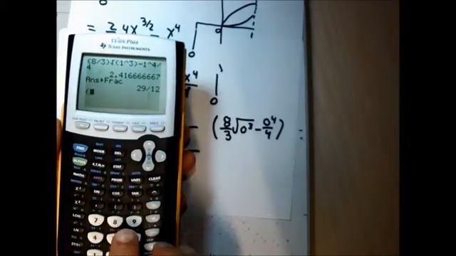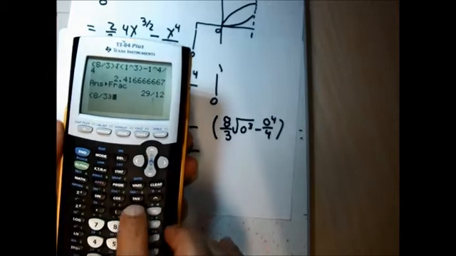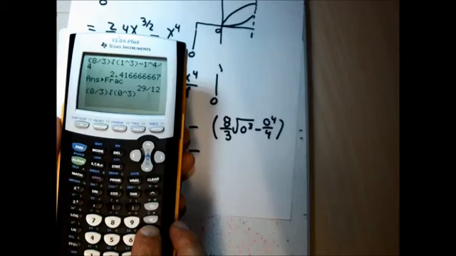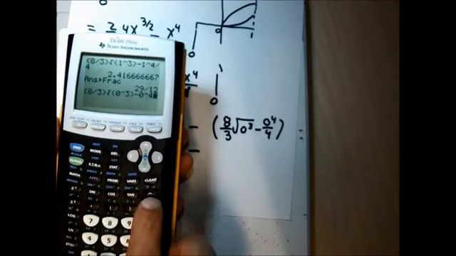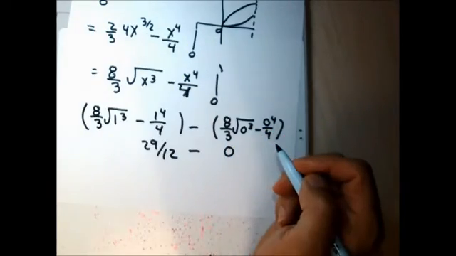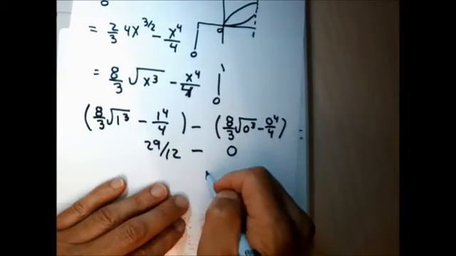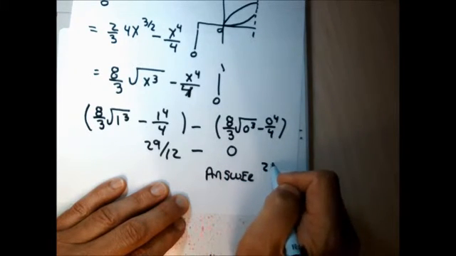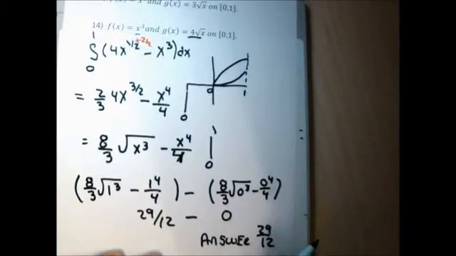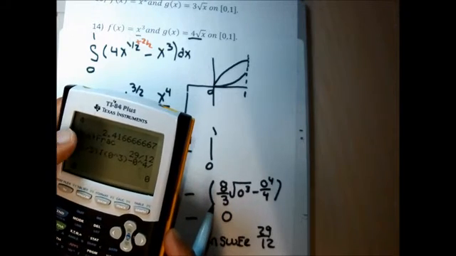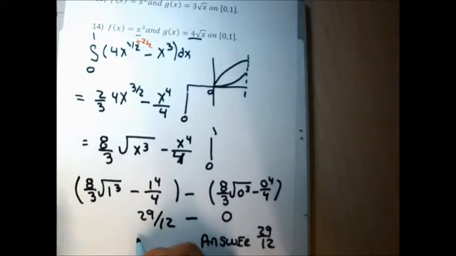For the second one, I'm going to go parentheses 8 divided by 3, and then second square root of 0 up arrow cubed minus 0 up arrow 4th divided by 4, and I do get 0. So the whole answer to problem 14 is 29 over 12, and that 29 over 12 is equal to 2.41667, or 2.41, like that.